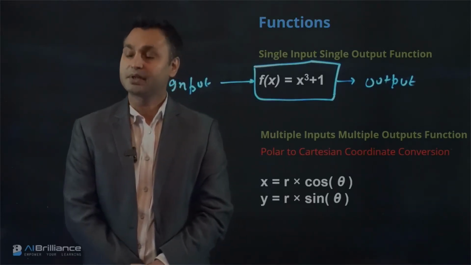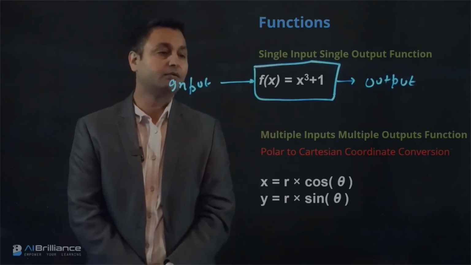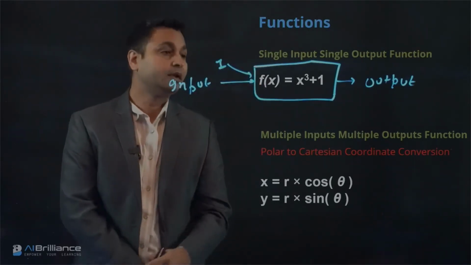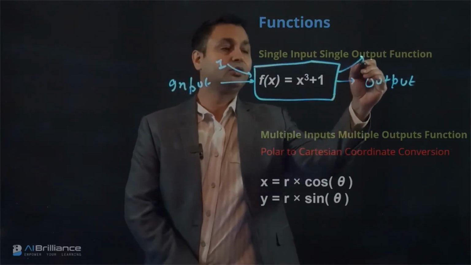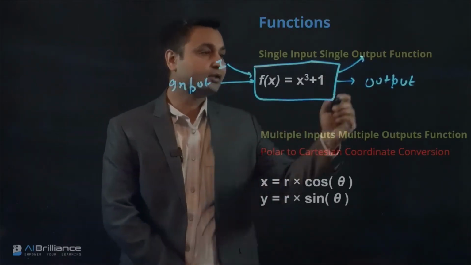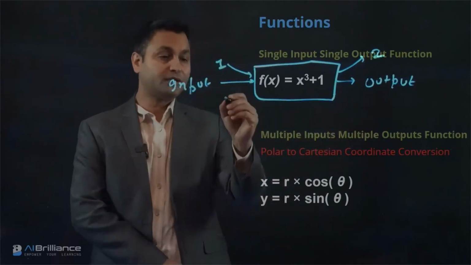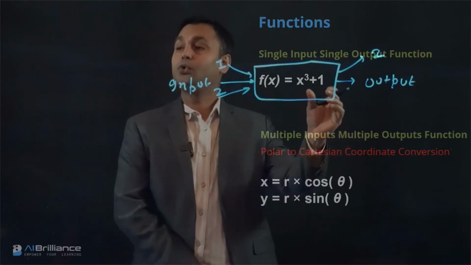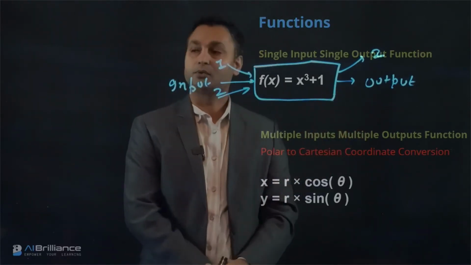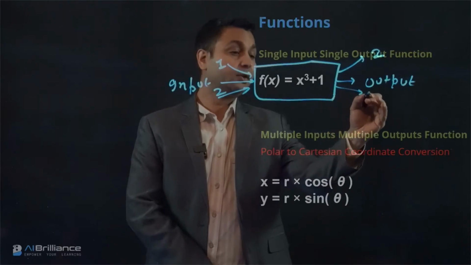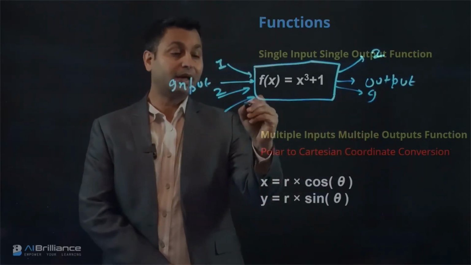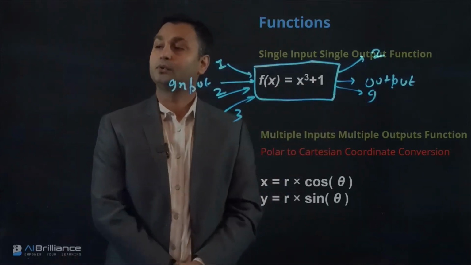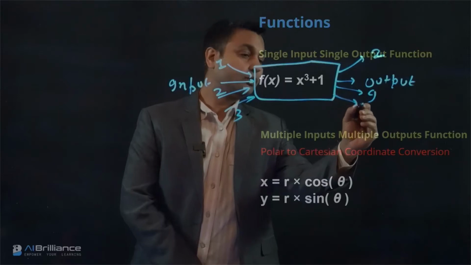We can take an example with respect to this function. If I pass 1 to this function, then the output is going to be 1 cube plus 1, which is equal to 2. If you supply input 2, then the output will be 2 cube plus 1, so 2 cube is 8 plus 1, and the output in that case will be 9. Similarly, if I supply 3 as an input, then 3 cube plus 1, so 27 plus 1, and that will be 28, right?